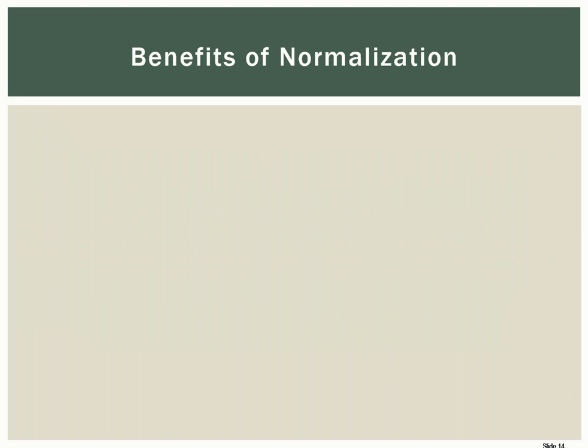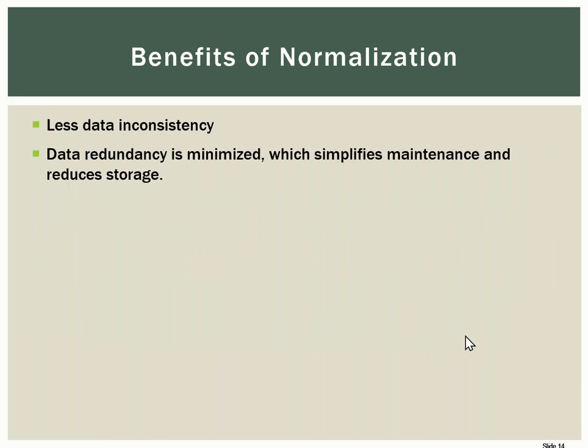So in conclusion, these are the benefits of normalization. You will have less data inconsistency by not having the data anomalies. Data redundancy is minimized. That simplifies your maintenance and reduces your storage requirements. You'll have clearer data relationships as every table has its own purpose and it does not mix information from multiple entities. You'll have a flexible data structure, which means that as your application grows, you can easily add more tables and relations.